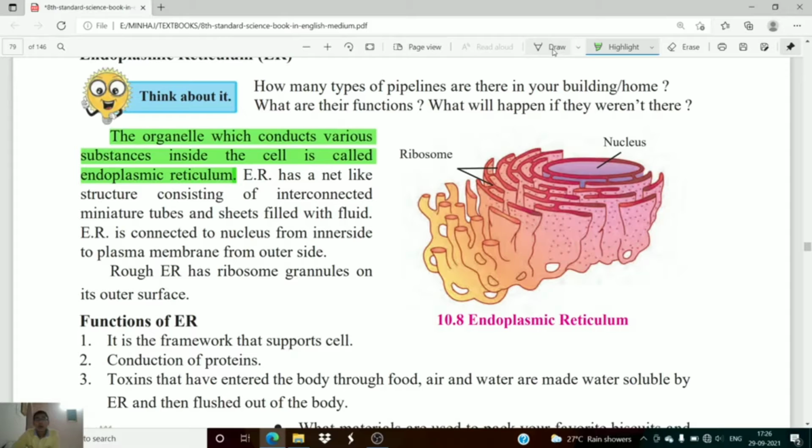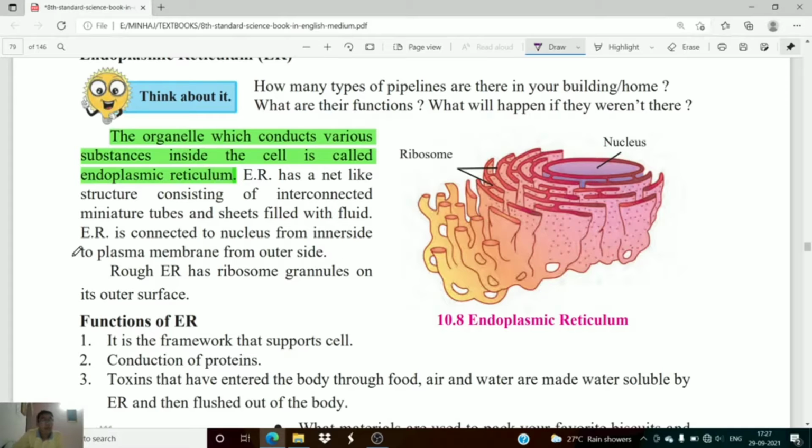The endoplasmic reticulum has a net like structure. So the structure is like a net consisting of interconnected miniature tubes and sheets filled with fluid. You will see that lots of tube like structures are there. You can see those tube like structures in the given figure, and all these tube like structures are filled with a fluid.